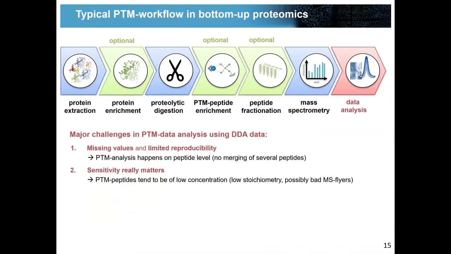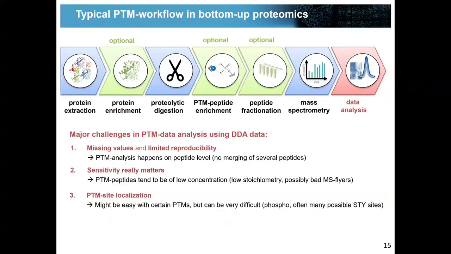Then there is the issue of sensitivity. PTM peptides tend to be of lower concentration than naked peptides, because not all PTMs occur to 100% on the protein, maybe just to 1%. So they tend to be rather low, and also PTM peptides might be bad MS flyers, so they might give a lower signal in the mass spectrometer. That's why PTMs are often very much low in the noise, and you want to be very sensitive to find them.